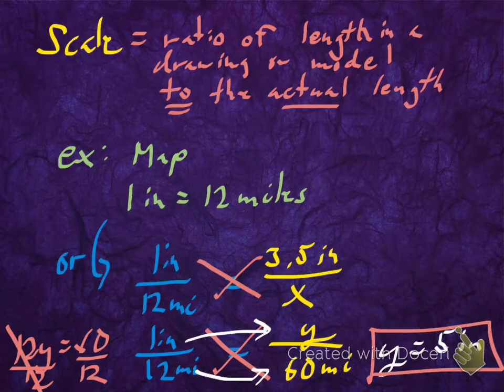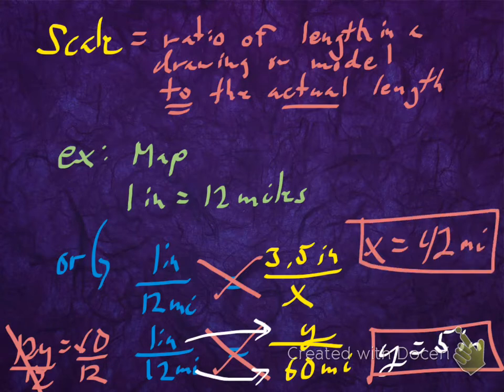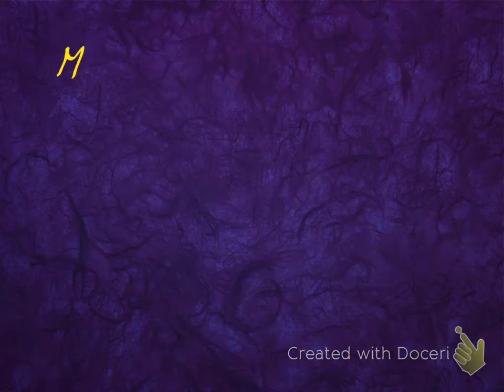The top problem, by the way, let's back up for a second. If I cross multiply and divide, 1 times x is equal to 12 times 3.5, and 12 times 3.5 equals 42. So this would be 42 miles. Something that's 3.5 inches from another thing on the map is actually 42 miles apart in real life. So that's an example of how to use these rates, and it makes sense that we can go in both directions. All right, let's move on.